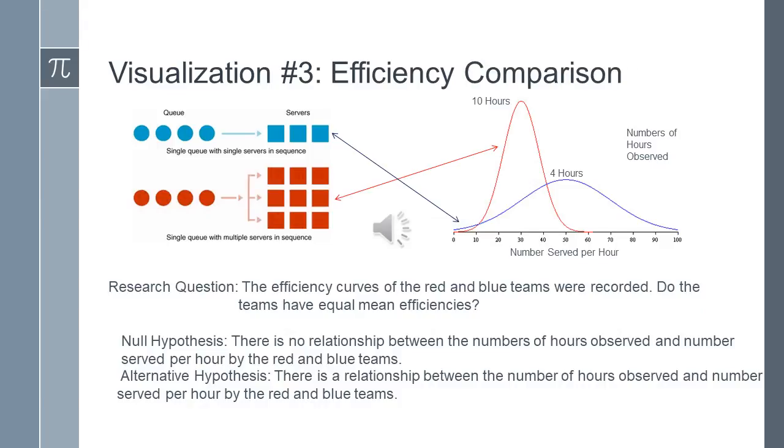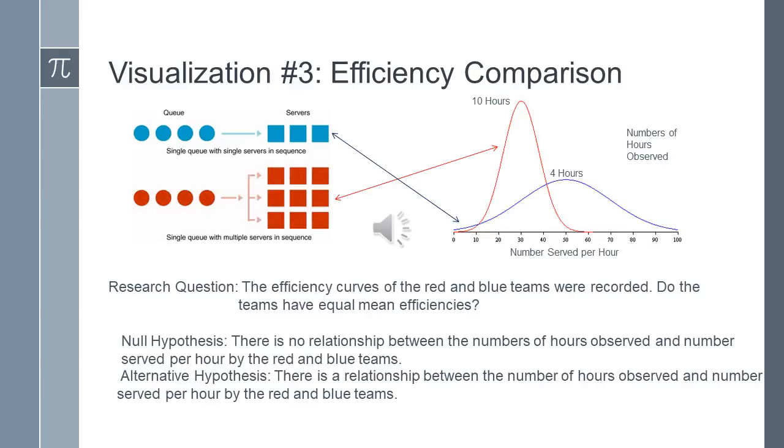Our visualization number 3, we are looking at the efficiency comparison. The blue curve represents a single queue with single servers in sequence. The red curve represents a single queue with multiple servers in sequence. For the red curve we are looking at 10 hours, for the blue curve we are looking at 4 hours. These are the number of hours observed, checked against the number served per hour.